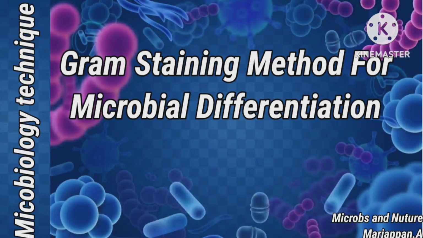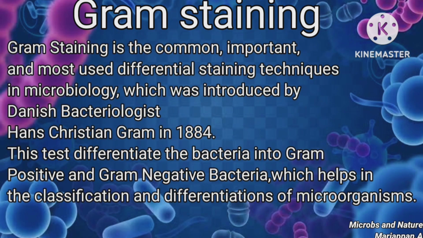Gram staining method for microbial differentiation. Gram staining is the common, important, and most used differential staining technique in microbiology, which was introduced by Danish bacteriologist Hans Christian Gram in 1884. This test differentiates the bacteria into gram-positive and gram-negative bacteria, which helps in the classification and differentiation of microorganisms.